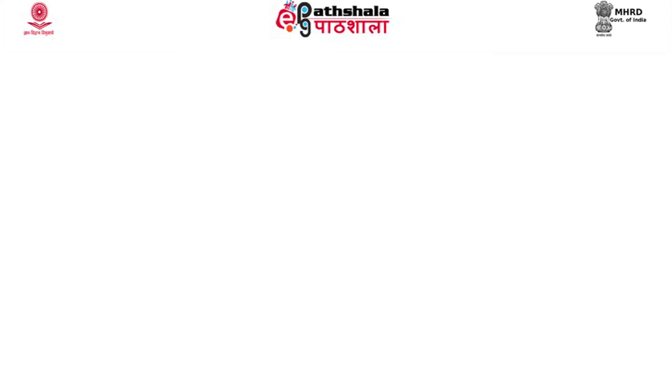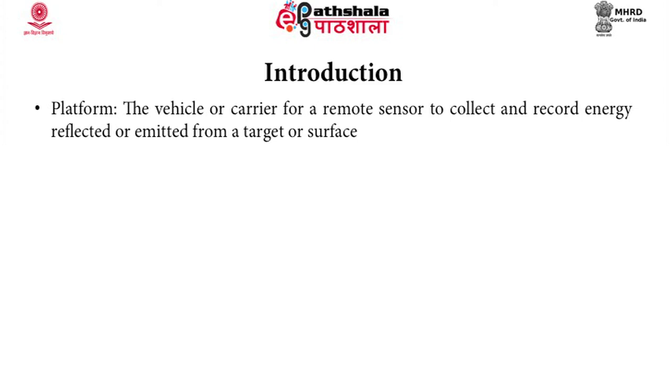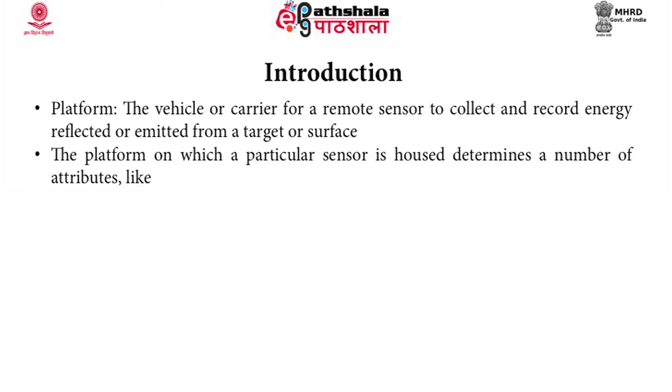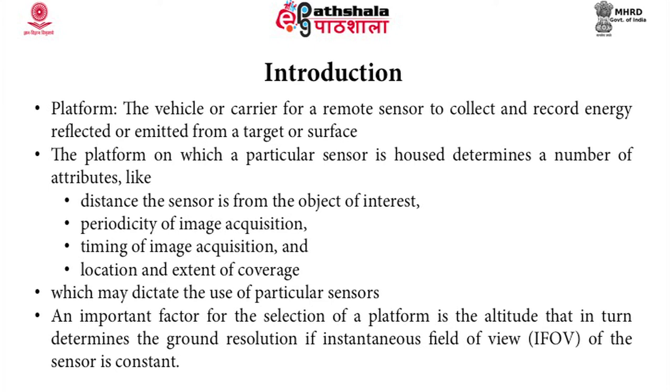So, coming to what platforms are: a platform is any vehicle or carrier for a remote sensor to collect and record energy reflected or emitted from a target or a surface. The platform on which a particular sensor is housed determines a number of attributes such as the distance the sensor is from the object of interest, periodicity of image acquisition, timing of image acquisition, and location and extent of coverage, which may dictate the use of particular sensors. An important factor for the selection of a platform is the altitude, which in turn determines the ground resolution if the instantaneous field of view of the sensor is constant.